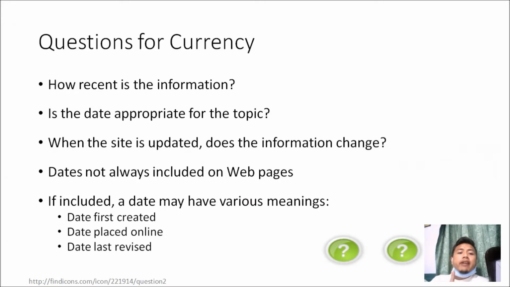Number one, C, currency. You need to ask, how recent is the information? Is it up to date? Has it been revised? When was it posted online? And when was the data created? All this you need to ask.